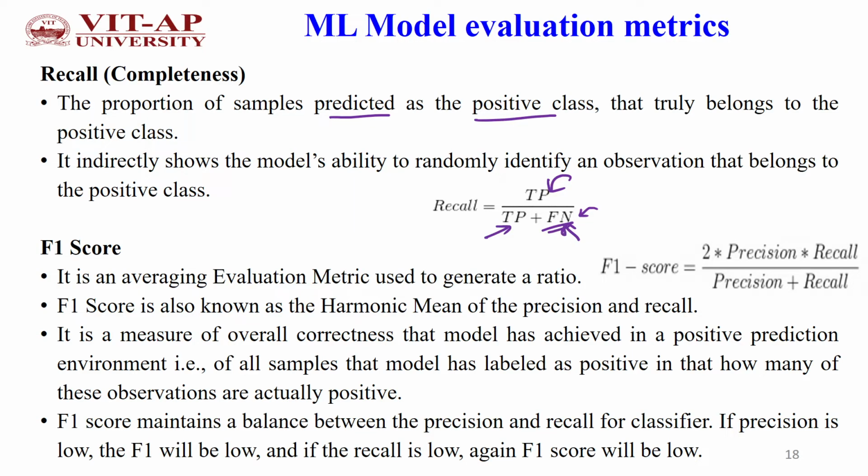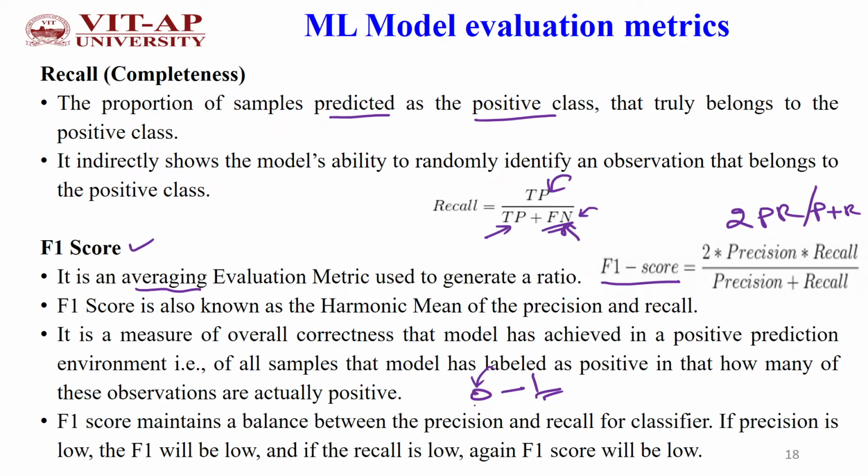Then there is the F1 score, which is also used to measure the classification, averaging the evaluation metric. The F1 score is 2 times precision times recall divided by precision plus recall. So we already got precision and recall, and from that we can calculate the F1 score. The range is from 0 to 1. If the F1 score is close to 1, your model is performing well. If it is close to 0, then performance is not good.